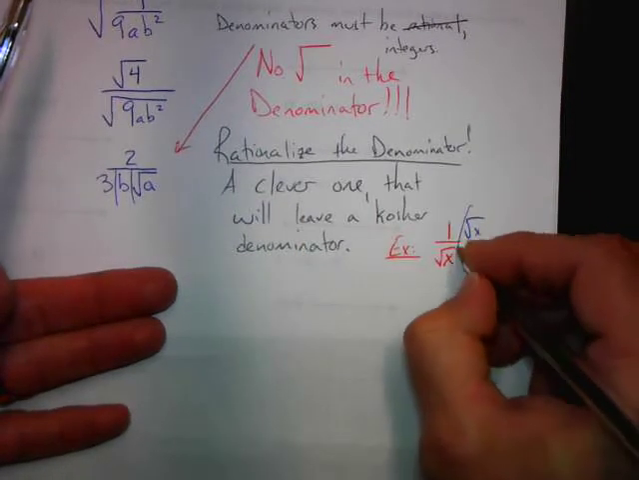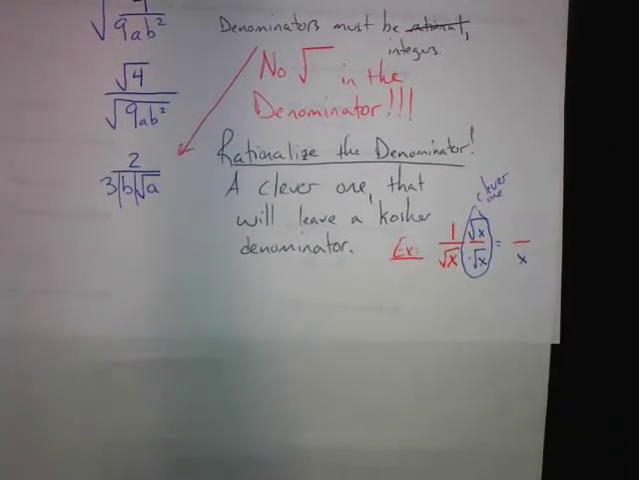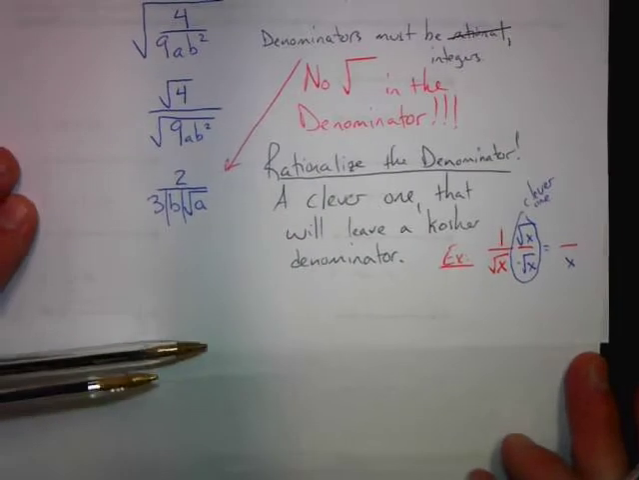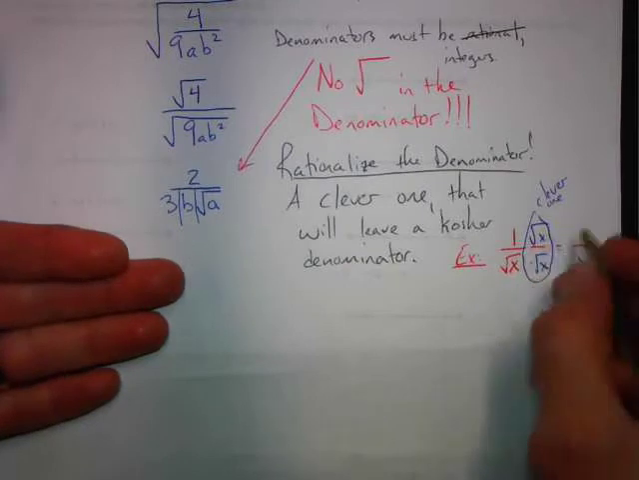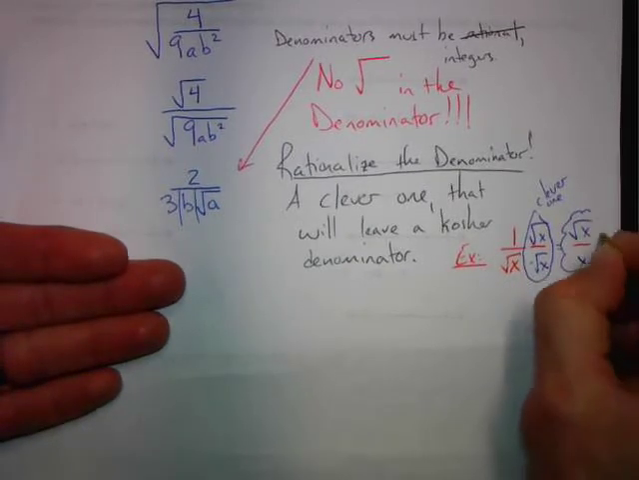Okay, so here is our clever one. That was clever. So if I have the square root of x times the square root of x, it gives me x. Everything's taken care of, just the same way we did with imaginary numbers. But now I have to fix the numerator. 1 times the square root of x is the square root of x. And that's kosher, right?